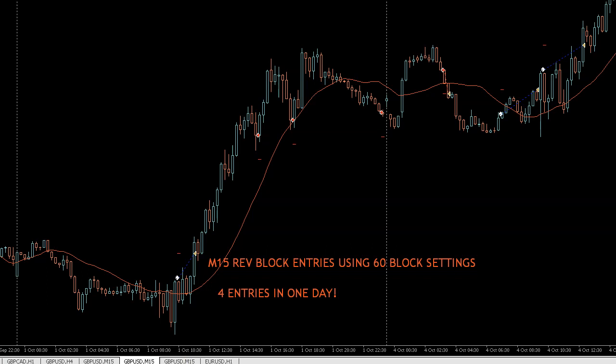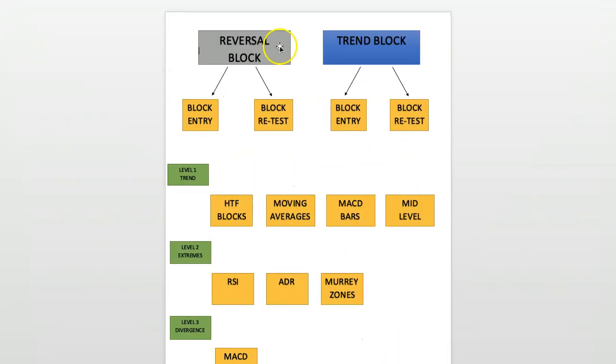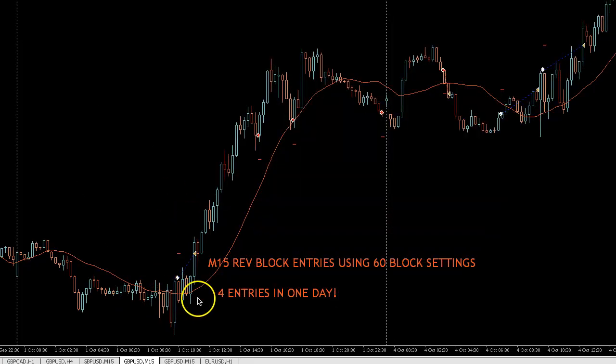So I hope this was helpful. Again, it's very simple. We're just going to concentrate. This is all based on reversal block and trend block entries, block entry or retest. So again, retest, let's say in here on this one particular example, this was our entry. The market happened to come back inside the block.